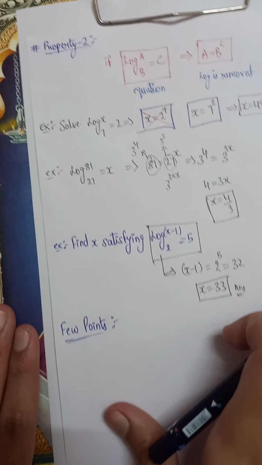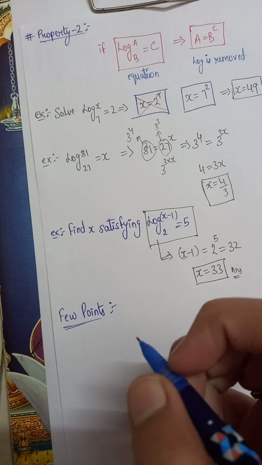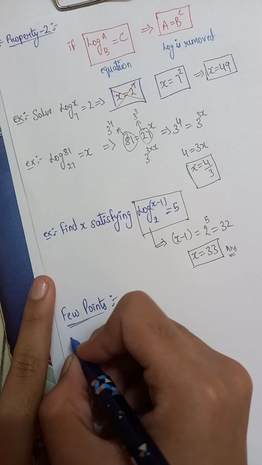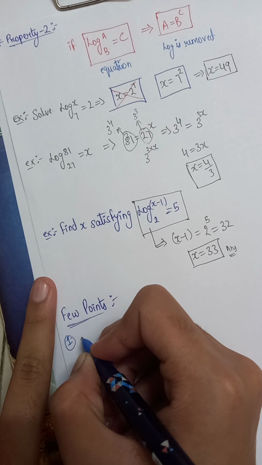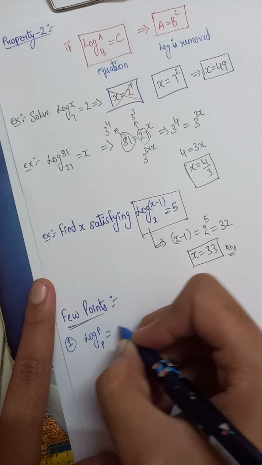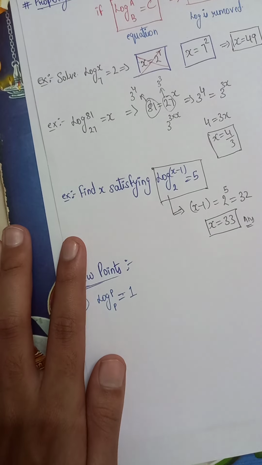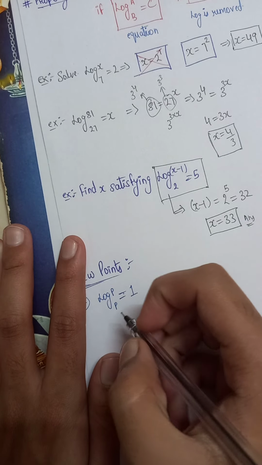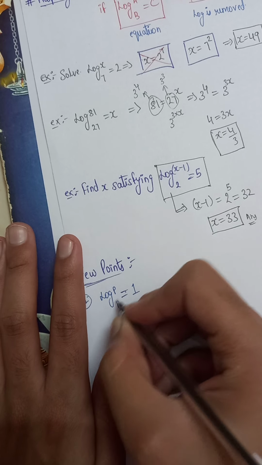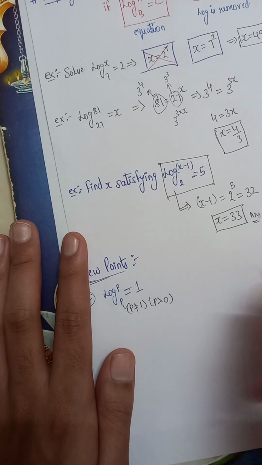Now I'm going to tell you a few points which will be helpful in solving a few logarithm questions. First point is that log p to the base p is equal to 1, where p is not equal to 1. The p which is in the base is not equal to 1, and p is greater than 0.